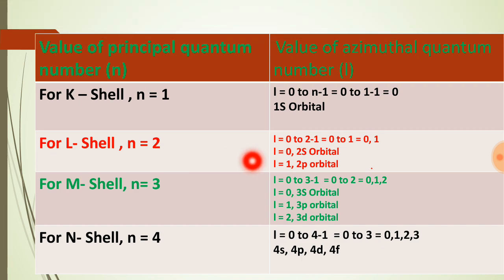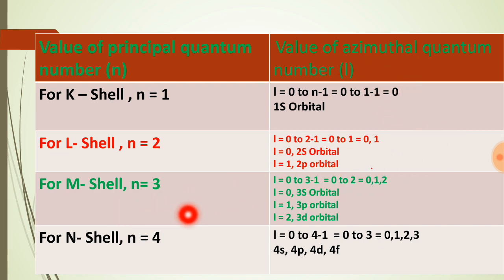So 0 will give 2s orbital. It is called 2s because its n is 2, and s because L is 0, and 1 means 2p orbital. If there is 1, then we have to write p. For M shell, n is equal to 3 means L lies from 0 to 3 minus 1, that is 0 to 2, that is 0, 1 and 2. 0 means 3s, 1 means 3p, L is equal to 2 means 3d. These are the azimuthal quantum numbers, so it is denoted by L. L is azimuthal quantum number.